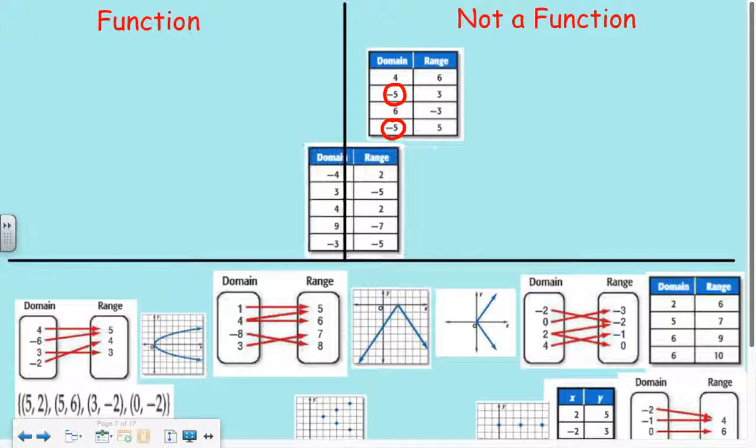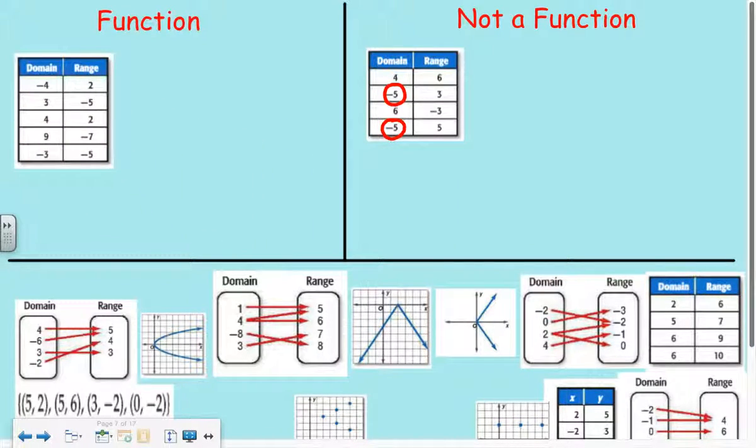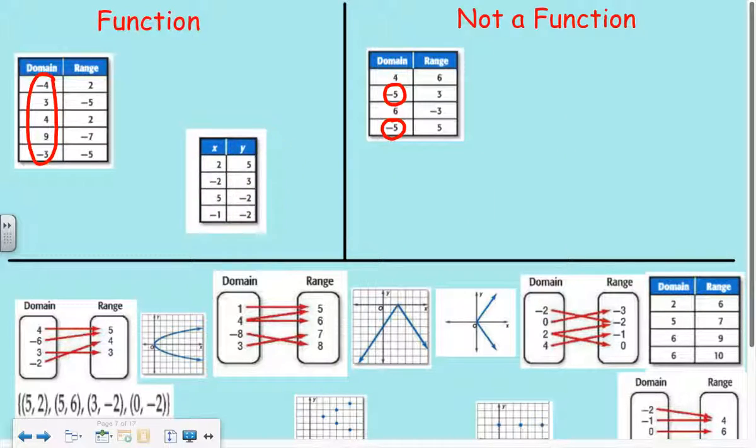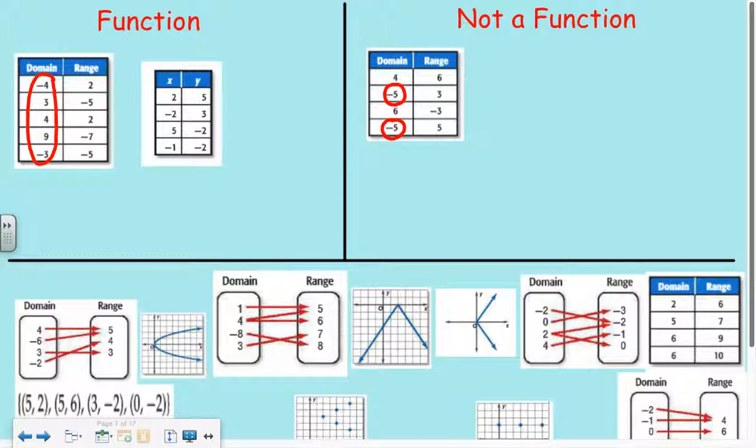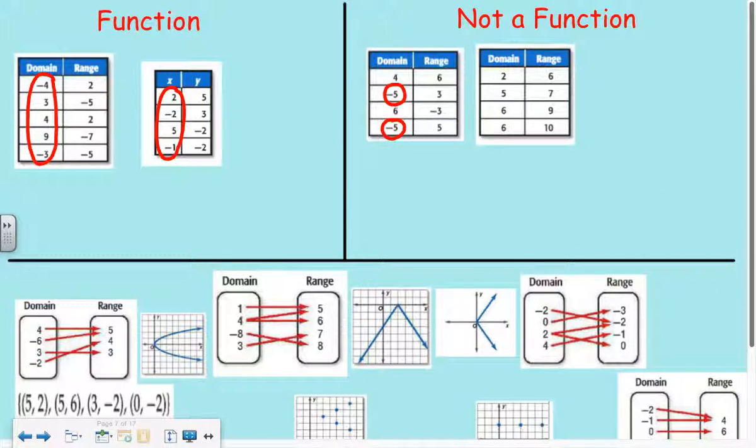On this one, none of my x values repeat. Negative 4, 3, 4, 9, and negative 3, so that one is a function, no repeats. This one, if I look at my x values, 2, negative 2, 5, negative 1, none of those repeat, so it is a function. This one I've got 2 6s in my domain, so that one is not a function.